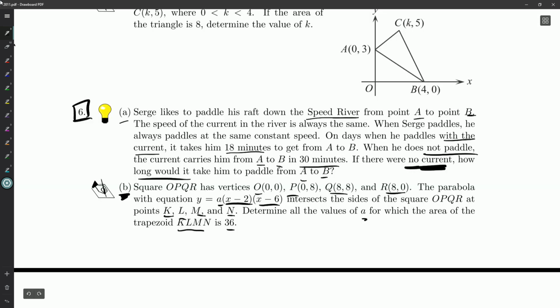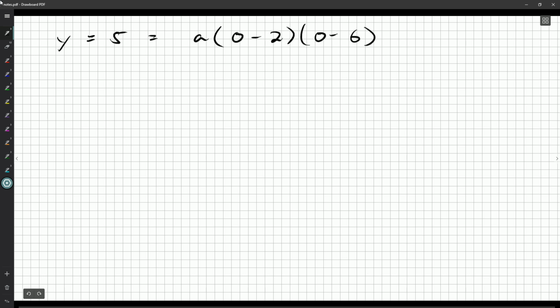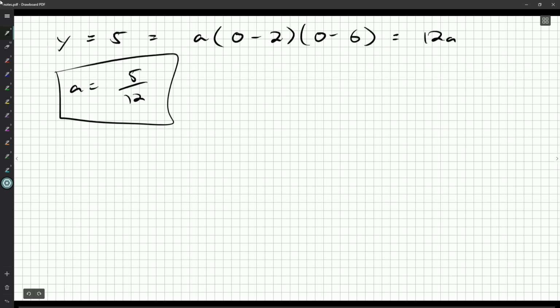Okay. And what did they want exactly? They want all values for a. So now that I know that this y value is 5, when I plug in, say, x equals 0, I should be able to work out my a. So y is 5, and this is a times (0 minus 2)(0 minus 6). Well, that's just going to be 12a. So a is 5 over 12. So that's one case. That's if a is positive. This is the only way it's going to work out.